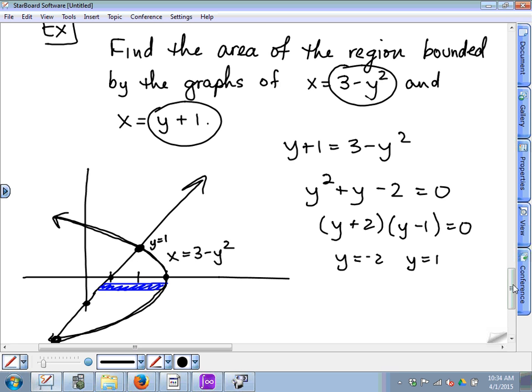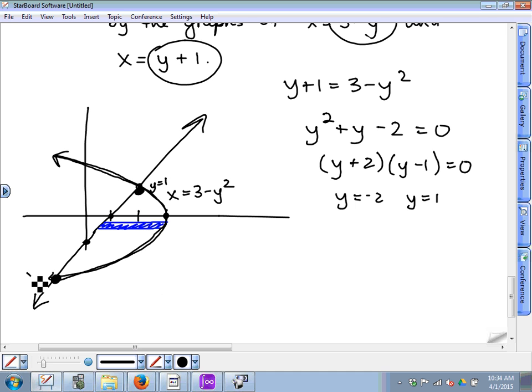So y equals 1 and y equals negative 2. Does that look reasonable just based on how I've graphed this? For y to equal 1 and y equal negative 2? Yeah. Seems about right. Okay, so now we know our bounds of integration. We're going to integrate from negative 2 to positive 1, but then we're integrating with respect to y.